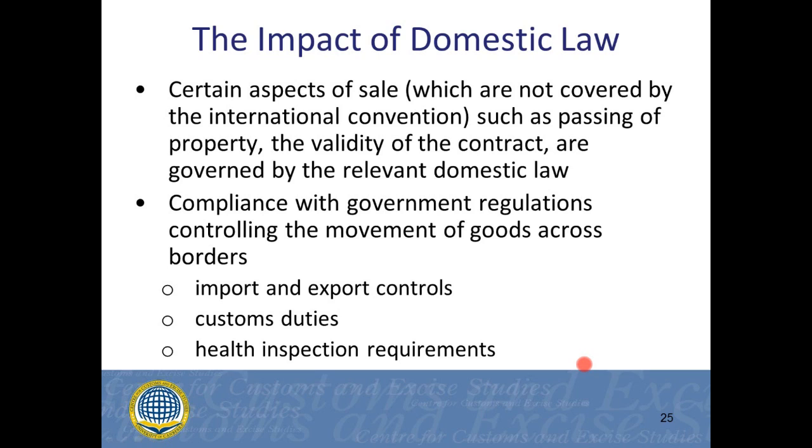also domestic law can have an impact in terms of compliance with government regulations controlling the movement of goods across borders, such as import and export controls, customs duties, health inspection requirements, quarantine requirements, and any other requirements that may apply. So because the nature of international trade is between persons from different jurisdictions, it is important for traders to understand their legal obligations in those countries that they trade with. So the national laws that relate to international trade transactions may differ, and the national requirements may differ from country to country significantly.